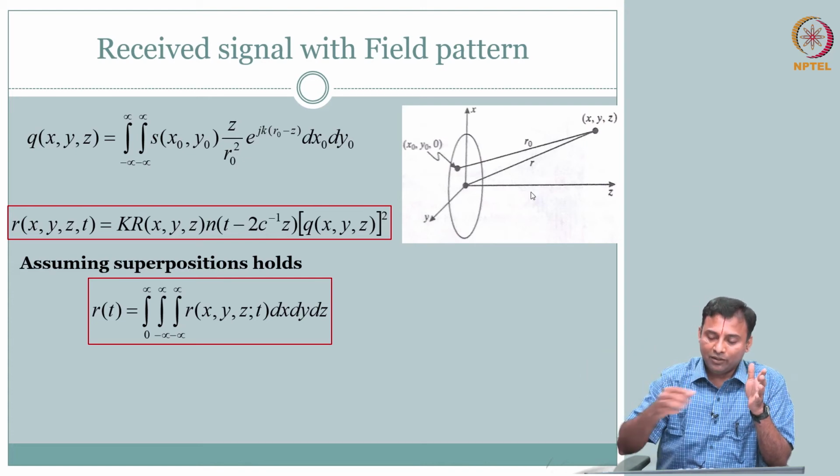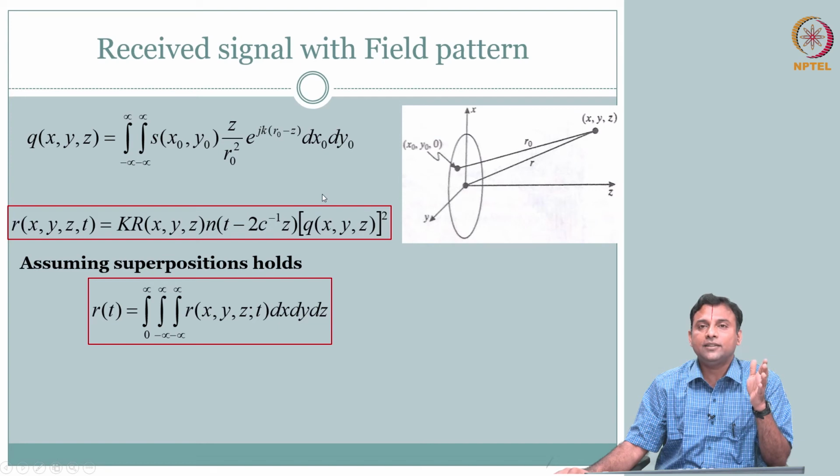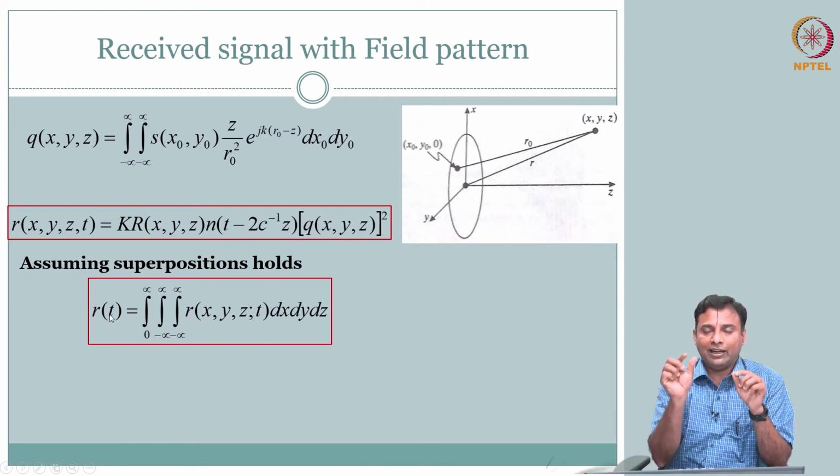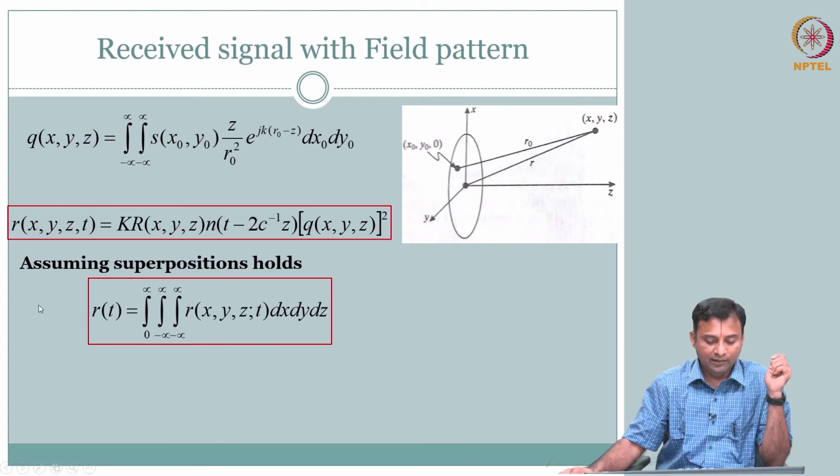So, when you receive back for one point, we wrote this: whatever is reflected at that point is R of x, y, z. If you have multiple points, and if you pretend superposition holds, which it most of the time does, then what you are receiving in general can be written as R of t. If I have a transducer crystal, excite it and receive, I am going to get some signal, R of t, and what is that R of t capturing?